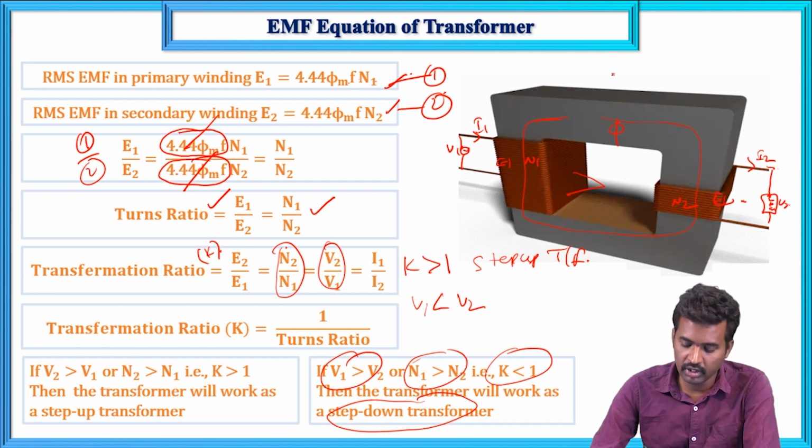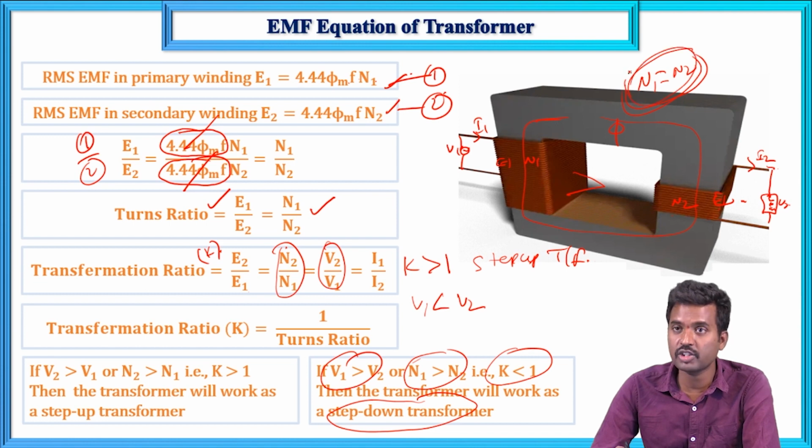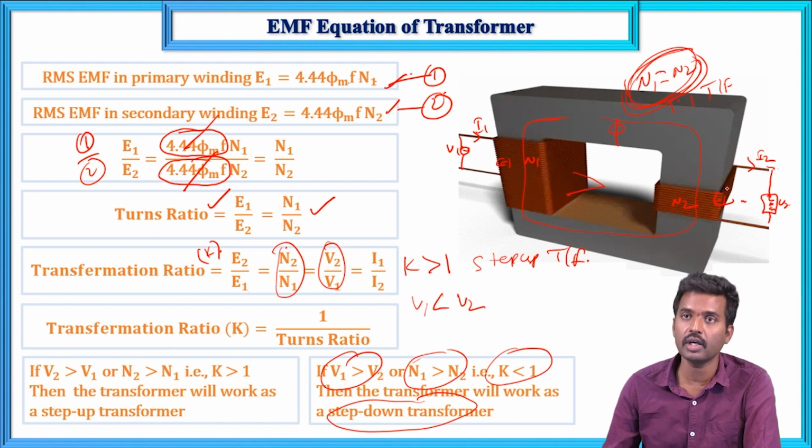So N1 equals N2. Suppose N1 equals N2, what we call the transformer, that is a 1:1 transformer. So sometimes these two turns are the same.